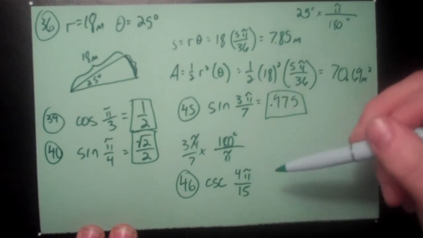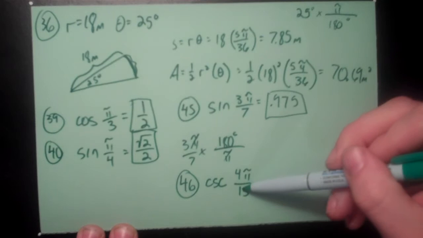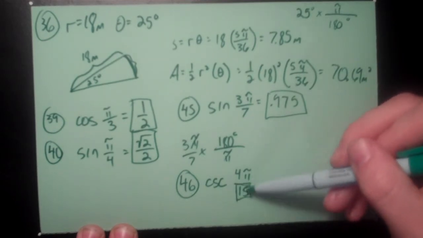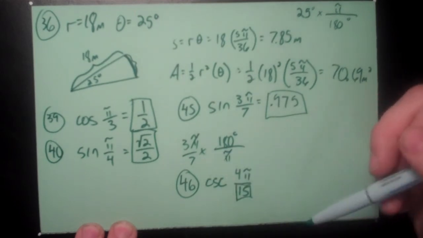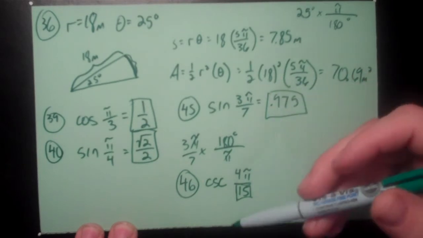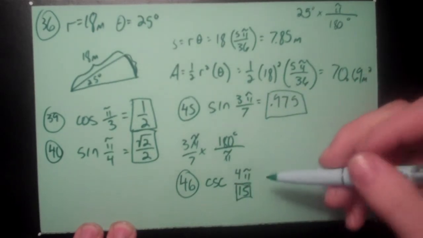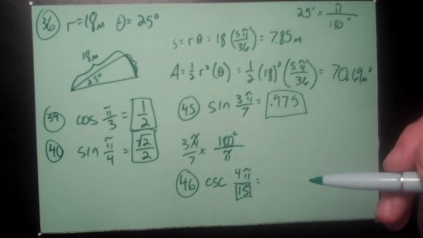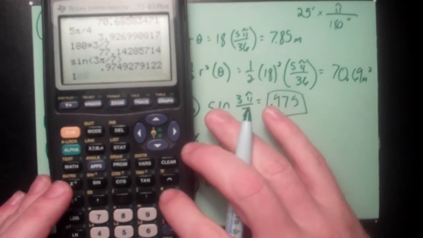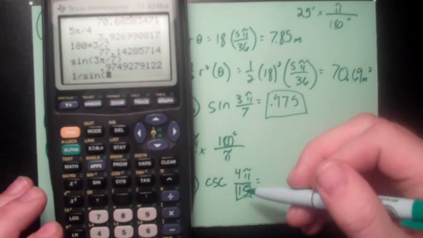So can I give an exact answer or can't I? And I can't because, long story short, the denominator is not 2, 3, 4, or 6. Right? I know about pi over 2 and multiples of pi over 2, pi over 3, pi over 6, pi over 4, but not pi over 15. I don't know anything about that. So let's just go for it in our calculator. The cosecant, what is that? It's 1 over the sine of whatever angle, so 4 pi over 15.